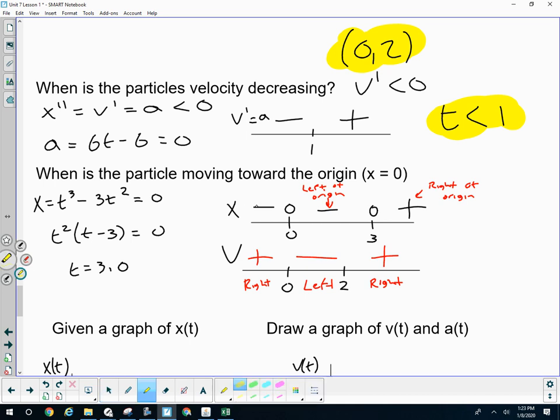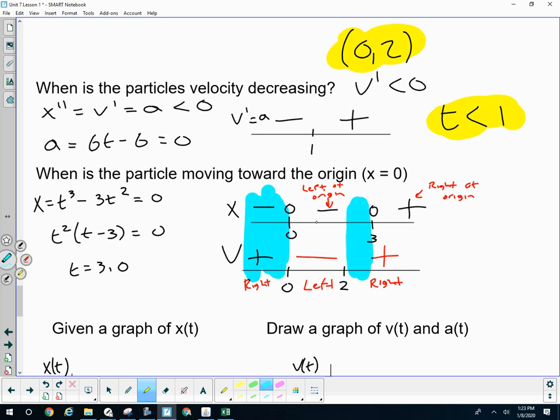If I'm left of the origin and moving to the right, there we go. T is less than 0. I'm left of the origin. I'm moving to the right. I'm left of the origin, moving to the right. Am I ever right of the origin, moving left? No.